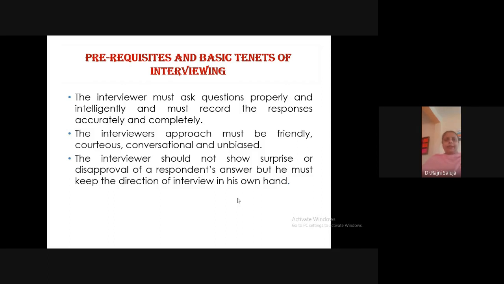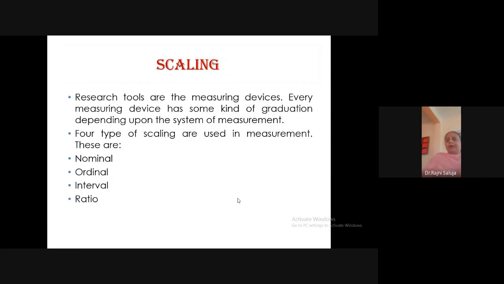The next one, so this was the second part, that is interview, questionnaire and interview. The next tool is scaling. Now, scaling is also very commonly used in research, and research tools, scaling are the measuring devices. Now, what we see is that there are only 4 types of scales which are available: nominal, ordinal, interval, and ratio.